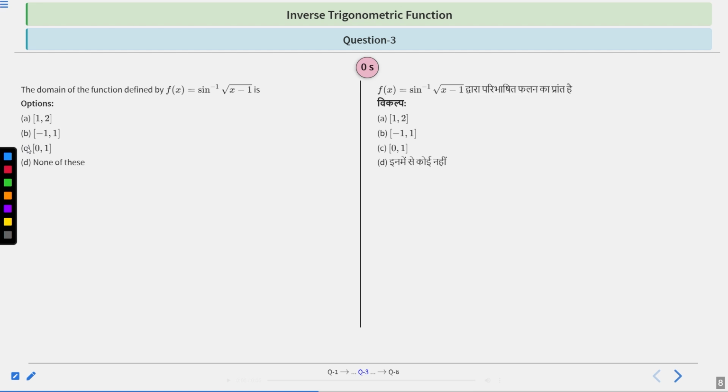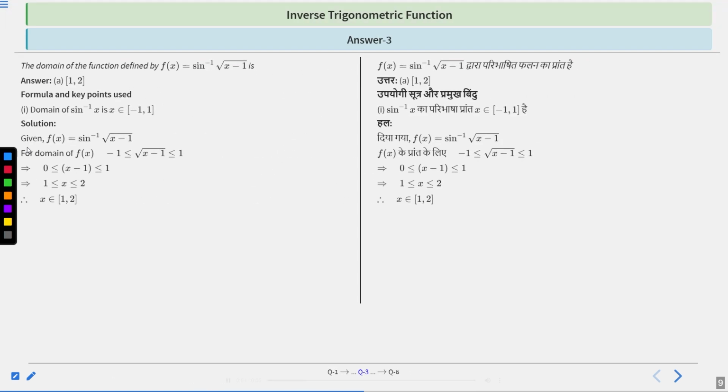Okay, let's move to the solution part. The formula and key points we will use in this question is, we know that domain of sine inverse x is x belongs to -1 to 1, right? Now we have given function sine inverse root over x minus 1, right? Therefore, root over x minus 1 will lie between -1 to 1, right? So if we square both sides, x minus 1 will always lie between 0 to 1, right?